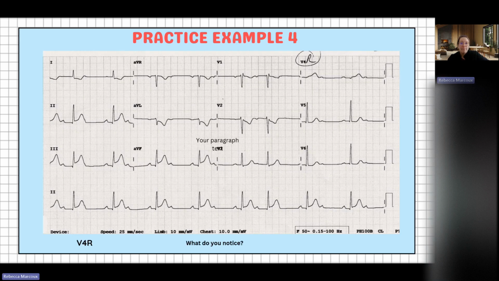This was not a great ECG, but they did decide to do a V4R. You can kind of see R added to the top, and the patient does have some elevation in V4R. So they were able to confirm that the patient is having an inferior and right-sided MI.